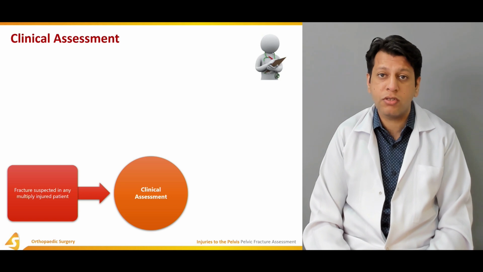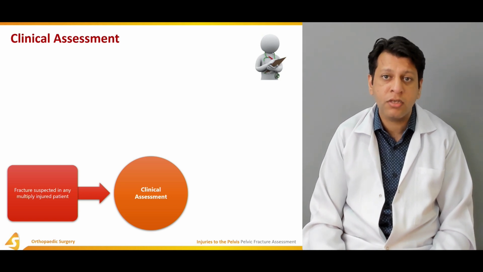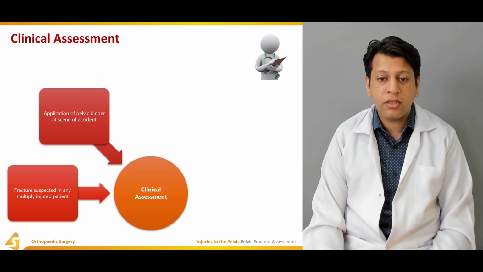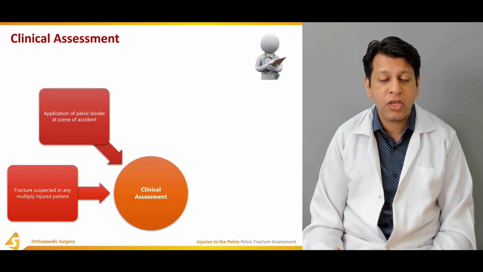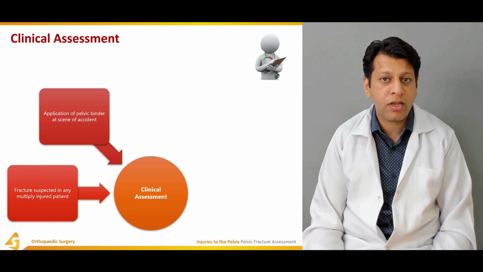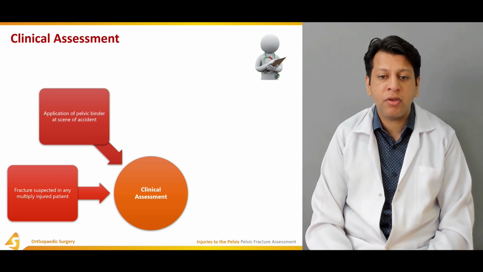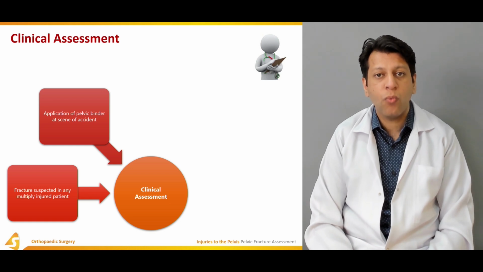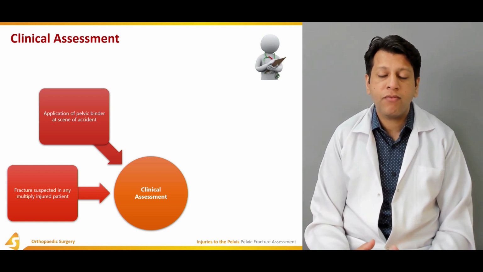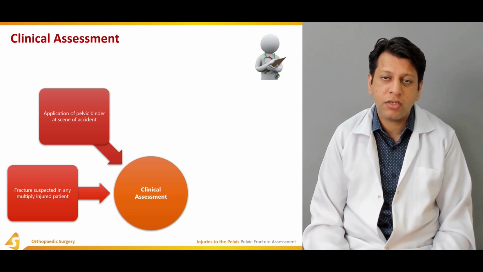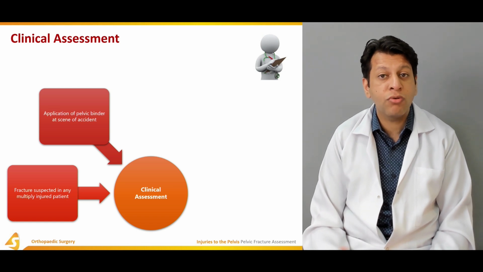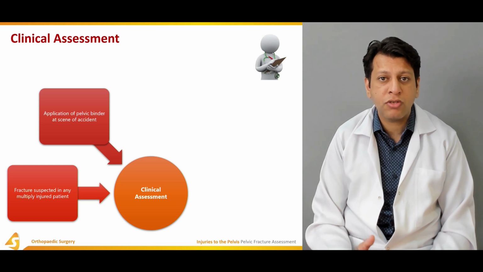Once you have restored the circulatory volume of the patient by giving fluids and blood, then if there are bruises over the pelvic area or maybe an open fracture, it is always important to apply a pelvic binder at the scene of the accident. Why is it important? Because if, for example, it's an open book fracture or a massively crushed fracture on one side which may be bleeding inside, you do not want to increase the volume of the pelvis. By applying the binder, you restrict the increase in volume.